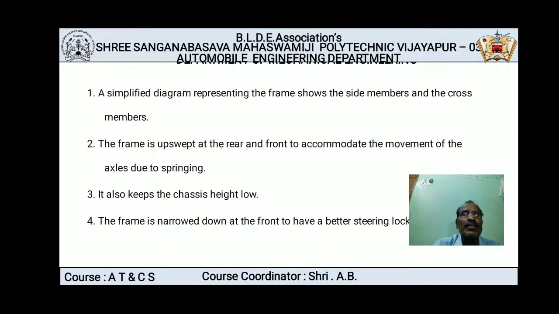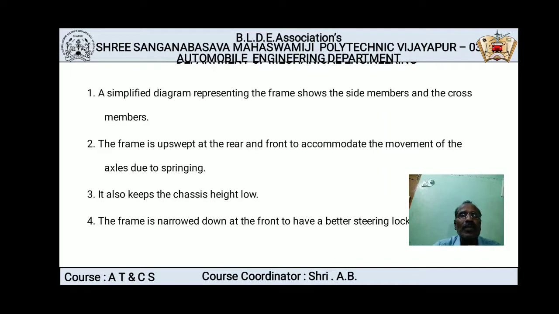A simplified diagram of the frame, as we have already seen. In that there are 2 members, one is side members, another one is cross member. The frame is offset at the rear and front to accommodate the movement of the axle due to spring. As already seen in the figure, the frame is offset at the front. Why it is made so? It is to accommodate the movement of the axles. Next, it also keeps the chassis height low. The offset at the rear makes the chassis height very low.